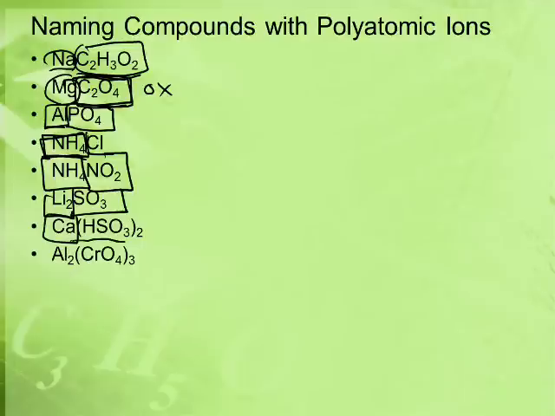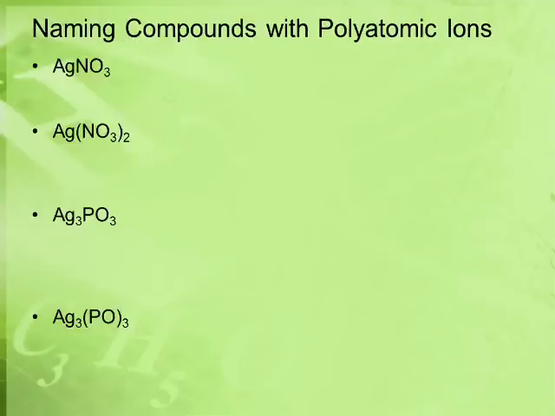Calcium hydrogen sulfite. And notice even though the charges are different down here, it's the base that we're looking at. Aluminum, we look at the base here, chromate. And when we get to doing the formulas, we'll see that they act as one ion, so it doesn't really matter that there's 3 of them. It's still just 3 chromates.